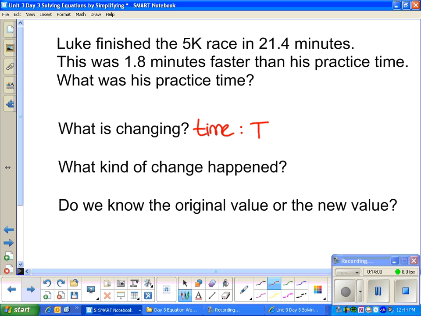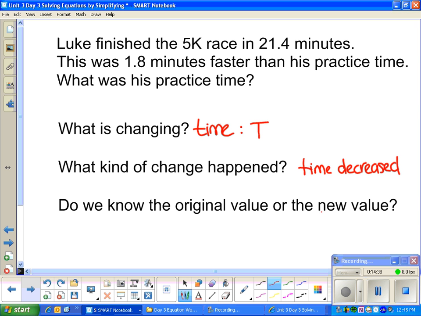What kind of change happened? Well, I know he improved, right? What does it mean to improve your running time? It means that your time decreases, doesn't it? That's an improvement. Okay, do we know the original value or the new value? Do I know how fast he used to run, or how fast he most recently ran?